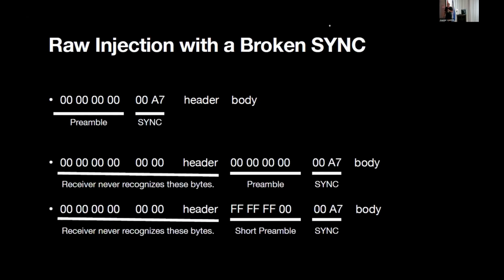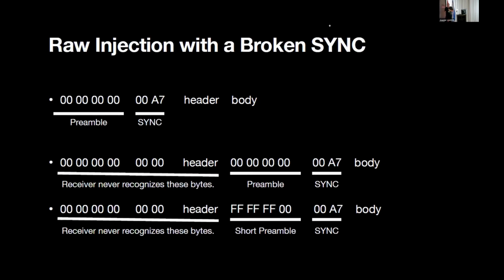Here I have 3 packets. The one at the top is a normal standard packet. And in that one, the receiver matches on the 00A7. It then forwards the header and the body up the radio stack to your driver.